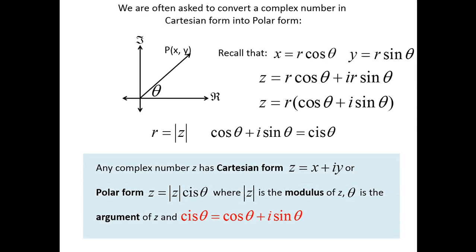Here's kind of the summary of this plot. Any complex number z that's in Cartesian form, x plus iy, can be written in polar form as the magnitude of z, or the modulus of z, times cis theta, where theta is the argument. And of course, that absolute value of z notation is just the modulus of z. You can write it as r like we did up here. We can use the modulus notation.